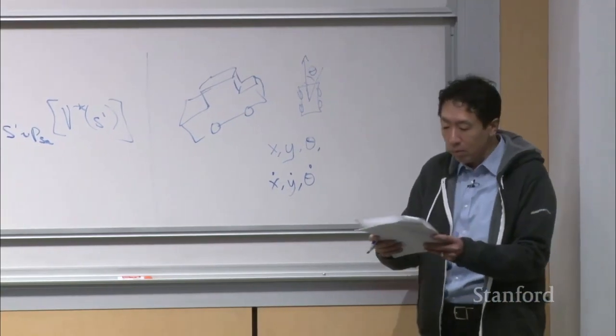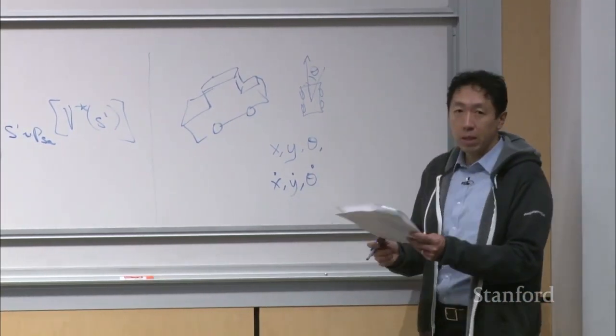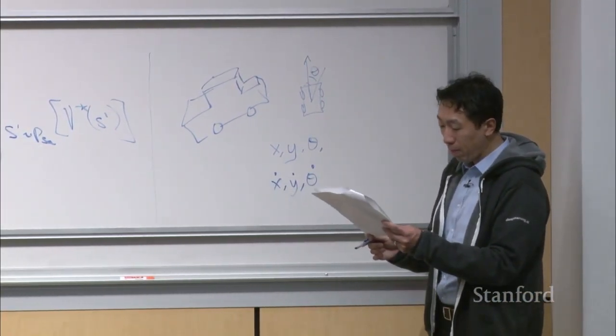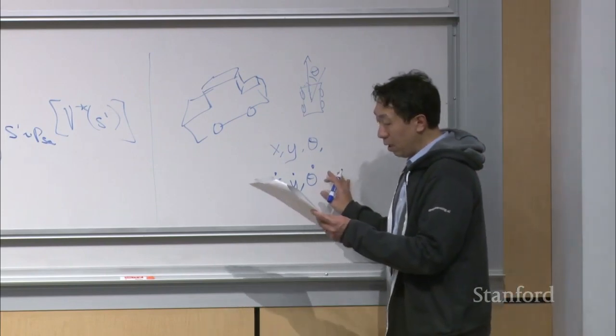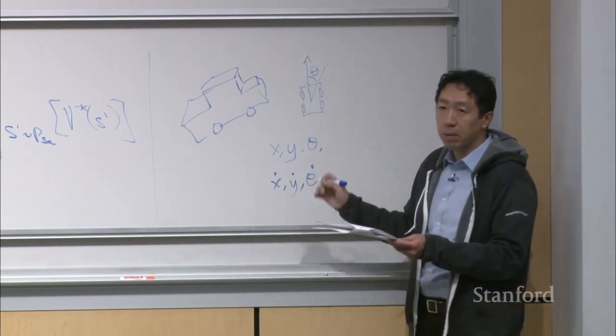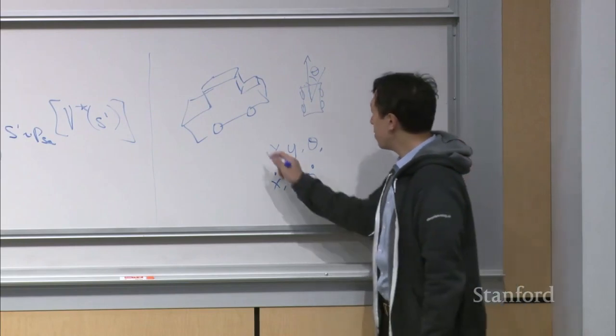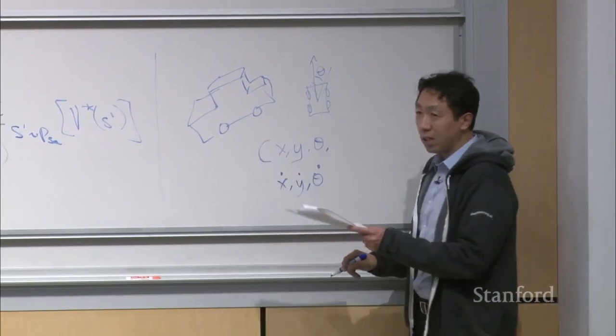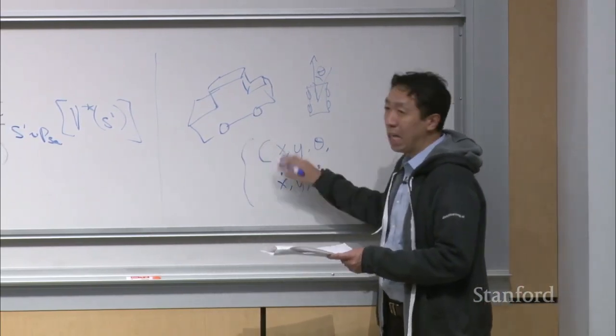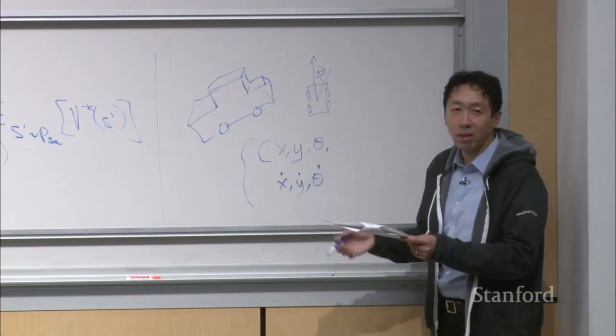So this is a six-dimensional state space representation. Oh, and for those that work in robotics, that would be called the kinematic model of the car, and that would be the dynamics model of the car if you want to model the velocities as well.